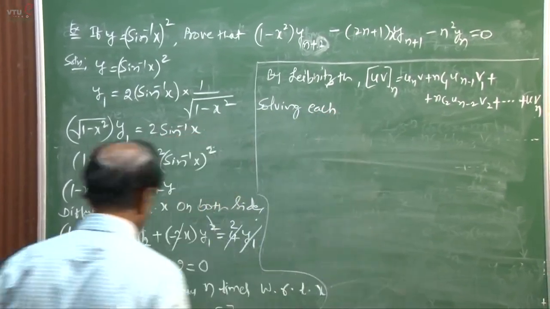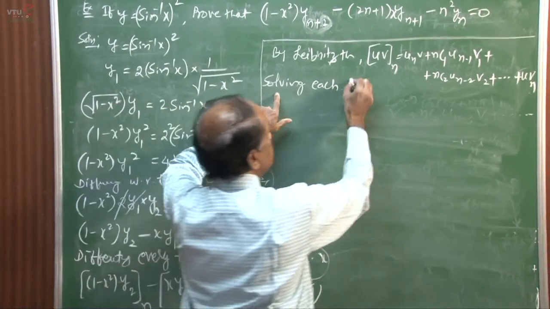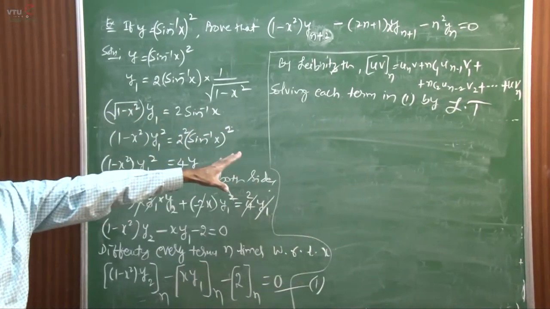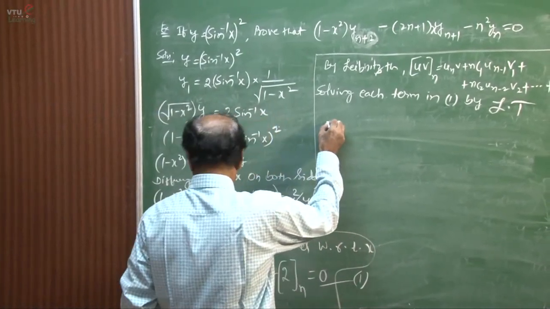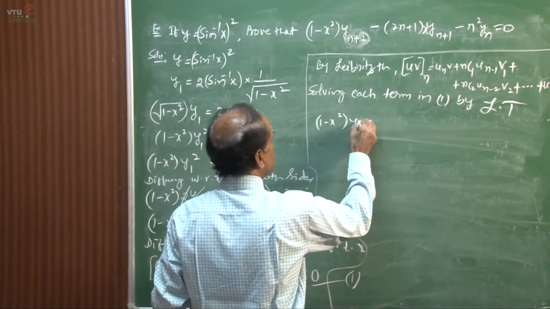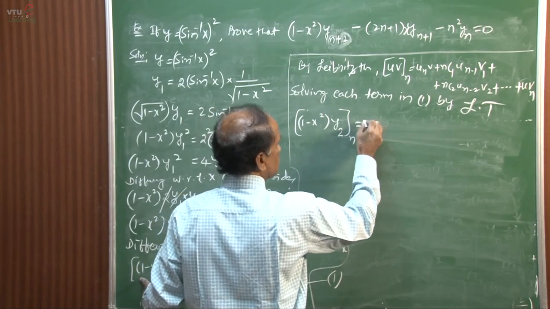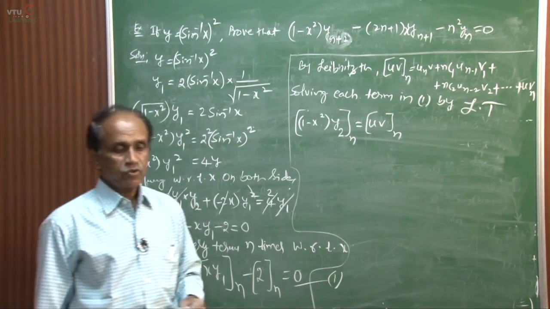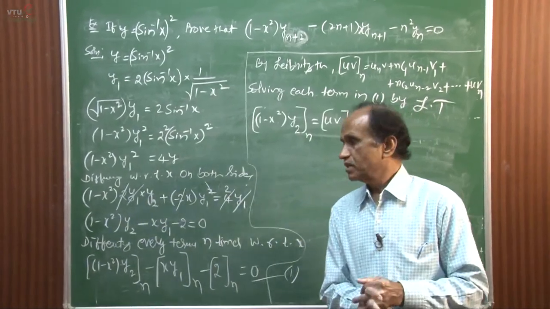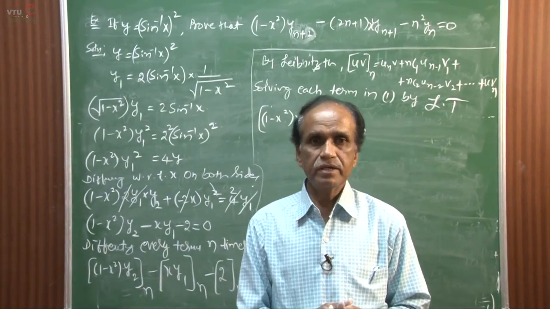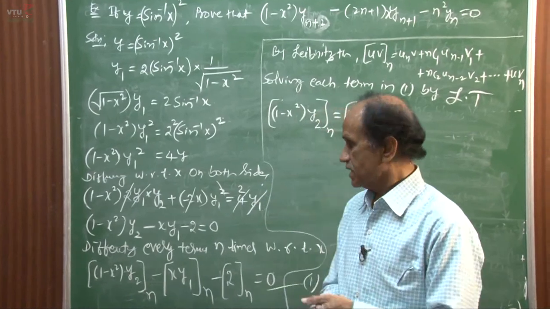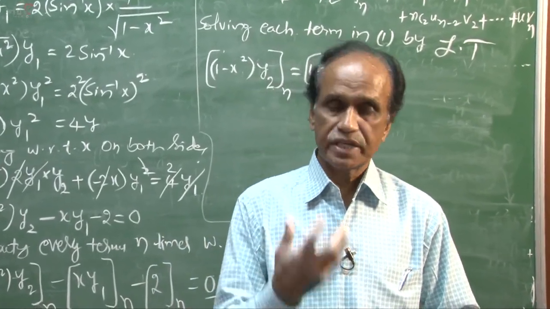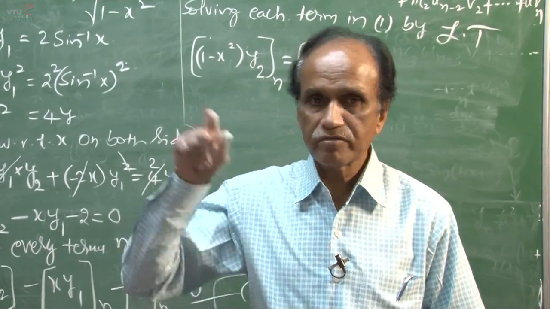Then, if I call this equation 1, solving each term in 1 by Leibniz theorem. That means each term is nothing but each product. First product I will take, that is 1 minus x square into y2 at the bottom n, which is equal to u into v for n. Separately I am working this term for n times by choosing the existing function as u and the vanishing function as v. I'll continue in the next class. Now after this you'll be able to apply Leibniz theorem for products of exponential, trigonometric, logarithmic along with polynomial terms.